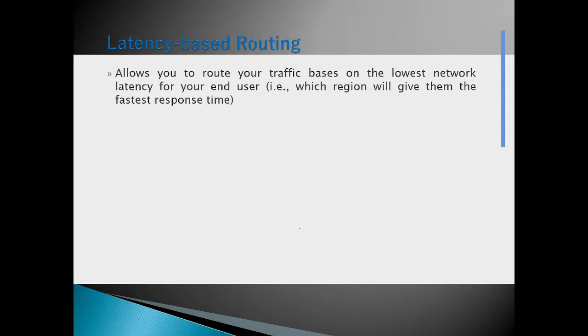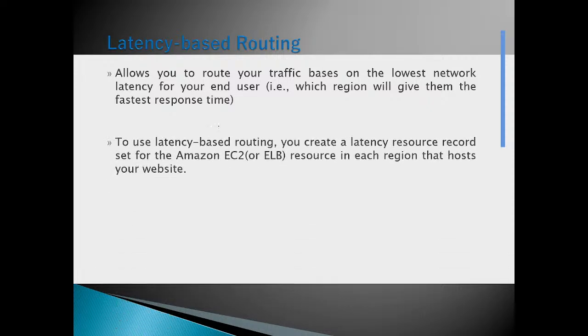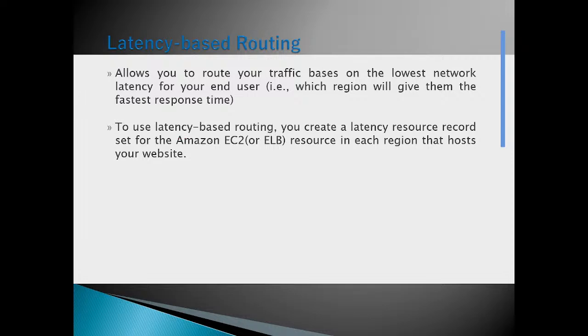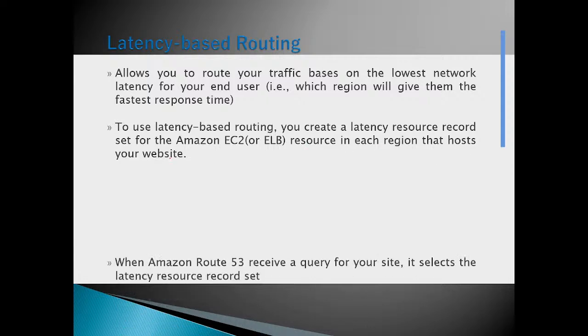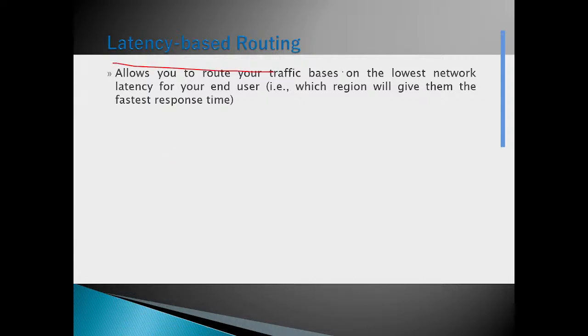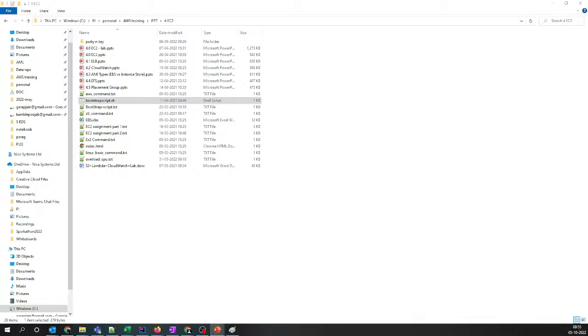It allows you to route your traffic based on the lowest latency for your user end, that is, the region that will give them the fastest response. To use latency based routing, you create a latency resource record set for the Amazon resource in each region that hosts the website. Okay, let's go to what is latency based routing. What is the meaning of latency? Meanwhile, I open a PPT. Can anybody guess what latency is? What is the meaning of latency?